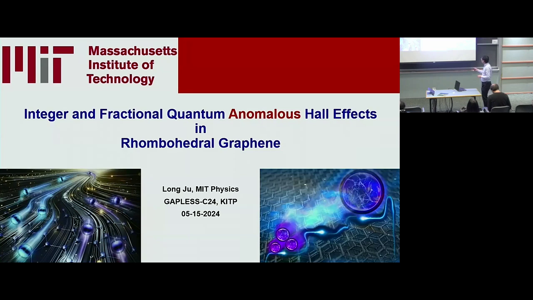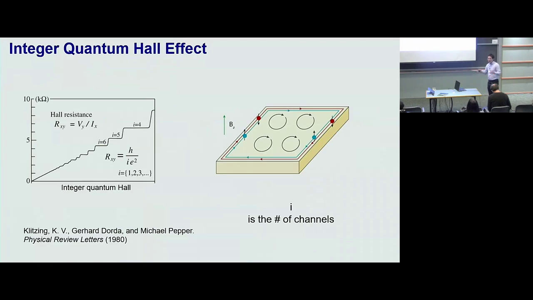Before I really talk about the anomalous version, I want to briefly review the non-anomalous, right? The integer and the fractional quantum Hall at high magnetic field. The integer quantum Hall happens when you have a two-dimensional electron gas subject to a high magnetic field. When the mobility is high enough, you get steps in the Hall resistance that are precisely quantized at h over e squared divided by an integer I here.